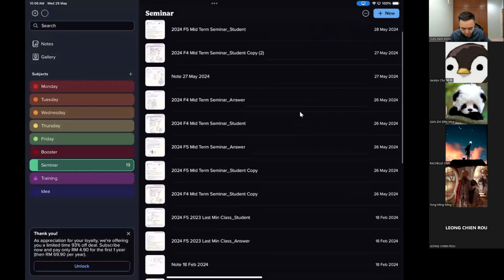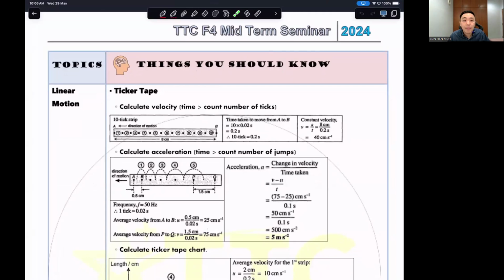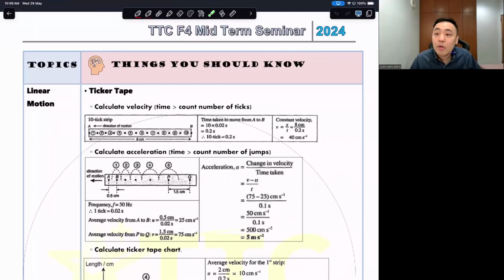Okay, this one. All right. For those who have the notes, I think this is what you have. The notes you have should be something like this. Of course you will notice the starting point of the notes will look a bit like this.